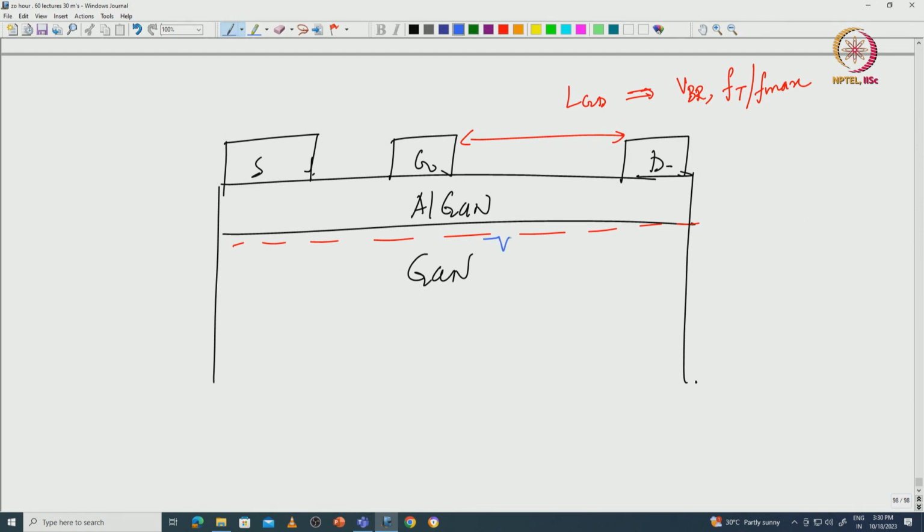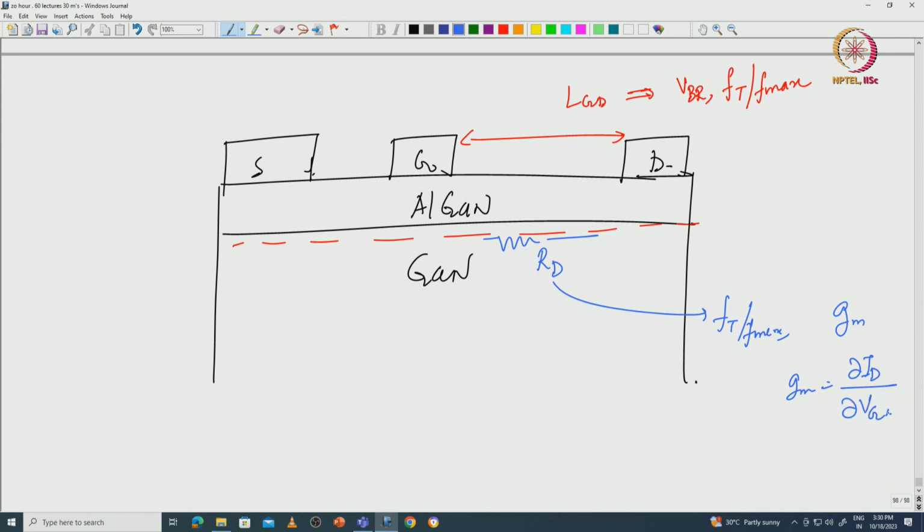This resistance, which also depends on this excess resistance, which also depends on the spacing. Higher the spacing, higher is the resistance. This also affects FT and F max. This also affects your transconductance GM. GM is defined as the output current derivative with respect to the input voltage.